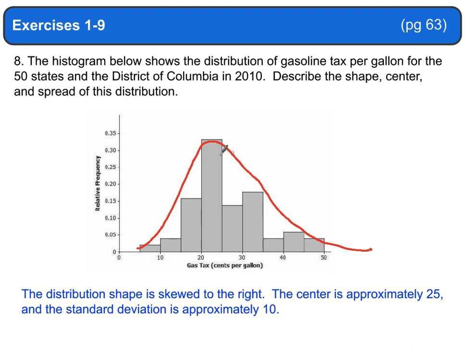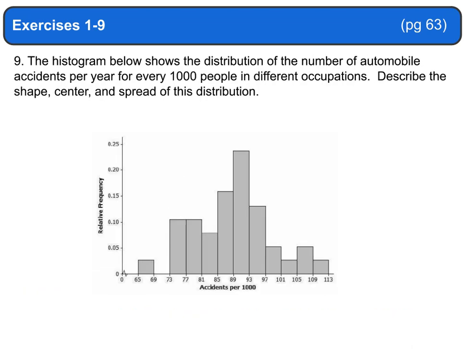The center is approximately 25, so that would be right here in between 30 and 25. And the standard deviation is about 10. That would take us generally from about here to about there. And again, you can see that covers the bulk of that data. So if we circle that, you can see that would be the bulk of the data, which is why we would go with 10 for our standard deviation. Last exercise.